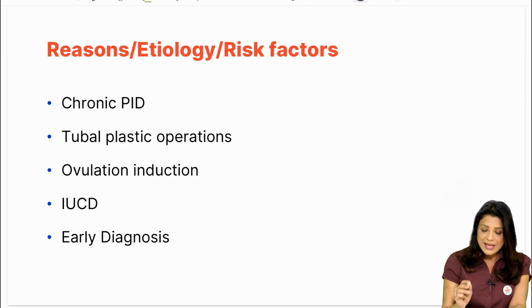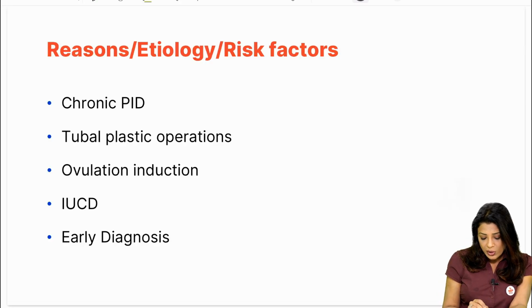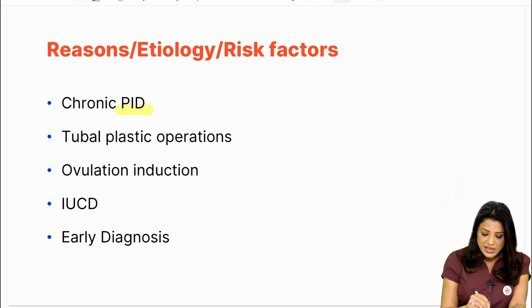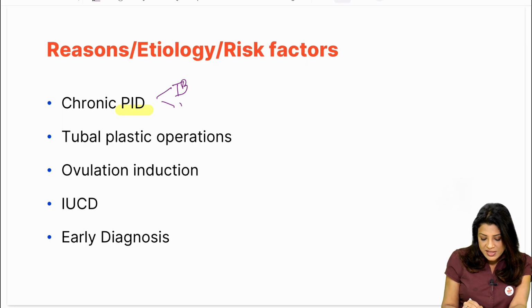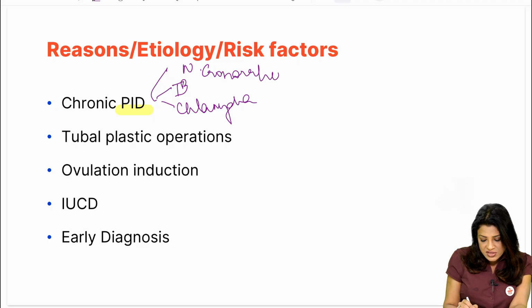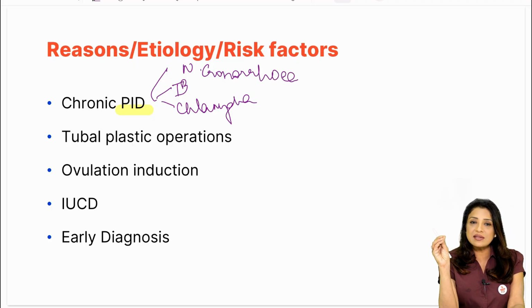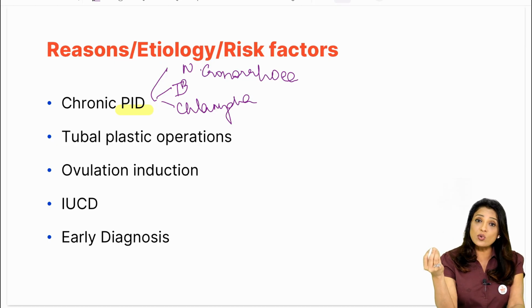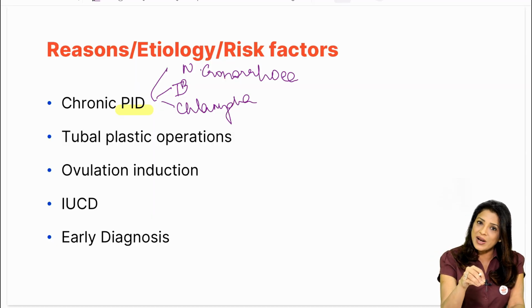Now, what are the risks, the reasons, etiology and risk factors? Chronic PID, any kind of infection, whether it is tuberculosis, chlamydia, or gonorrhea, all these infections are going to cause some changes in the tube and the uterus, which will not allow the fertilized zygote to come to the uterus, so it implants in the tube, or they don't allow implantation itself. If the implantation doesn't happen in the proper endometrial lining of the uterine cavity, it might implant somewhere else. So any kind of infection.